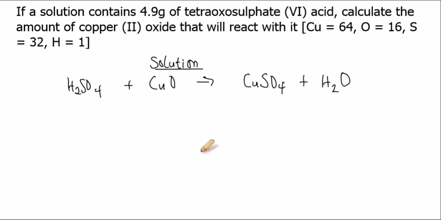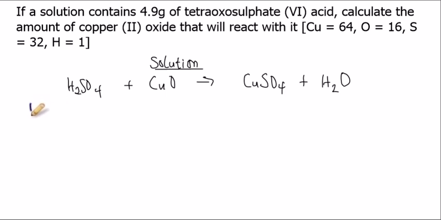And going back to the question, we have to determine the amount of copper 2 oxide, that is the mass, that will be needed to react with tetraoxosulphate 6 acid. So the substances we'll be dealing with here are just tetraoxosulphate 6 acid and copper 2 oxide. Before we proceed into determining the amount, we need to know the reacting mass of each of the compounds present. Let's begin with tetraoxosulphate 6 acid.